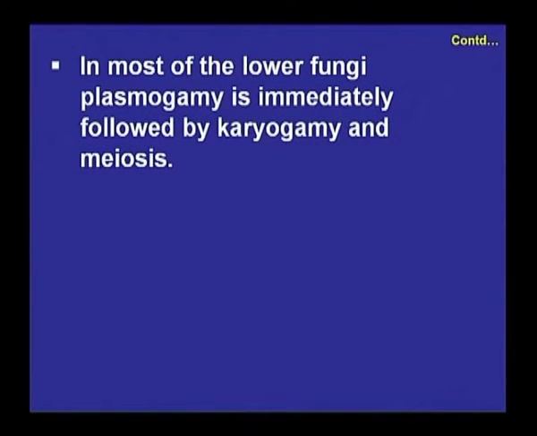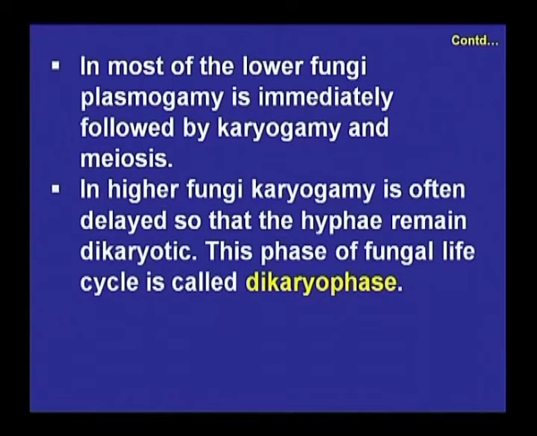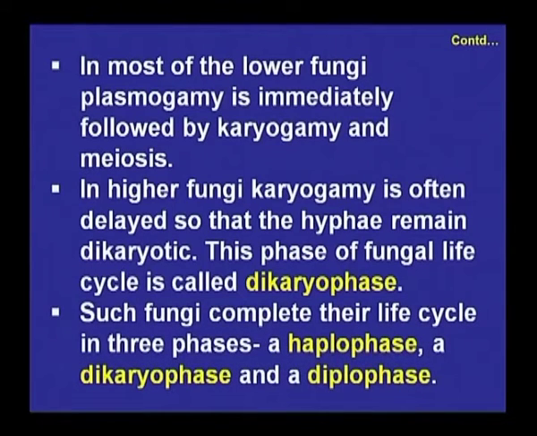In most of the lower fungi, plasmogamy is immediately followed by karyogamy and meiosis. In higher fungi, karyogamy is often delayed, so that the hyphae remain dikaryotic. This phase of the fungal life cycle is called dikaryophase. Such fungi complete their life cycle in three phases: a haplophase, having a single n number, a dikaryophase having 2n number but not fused, and a diplophase where the 2n number is fused.